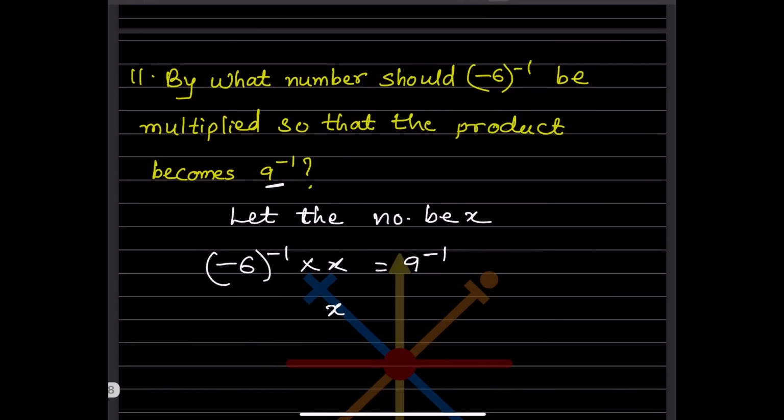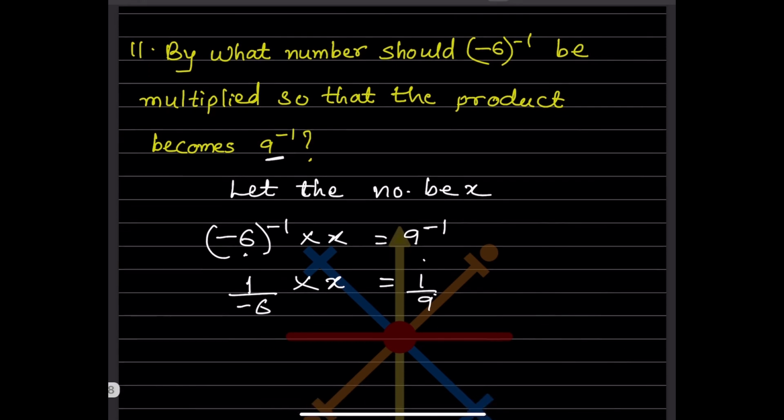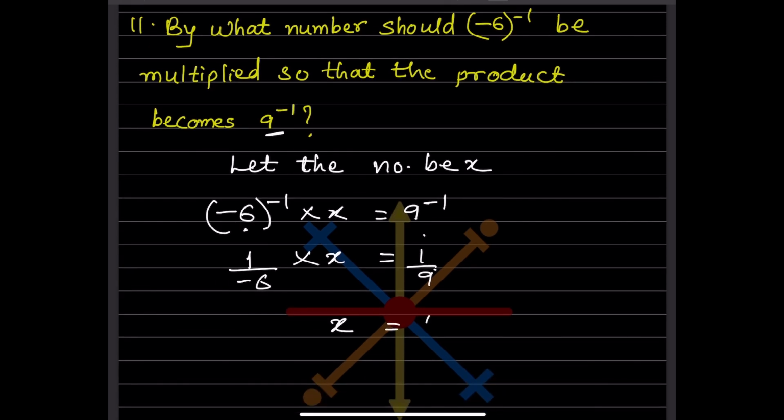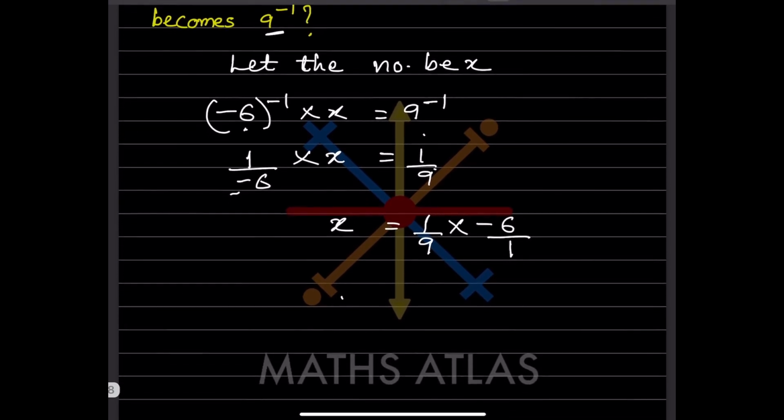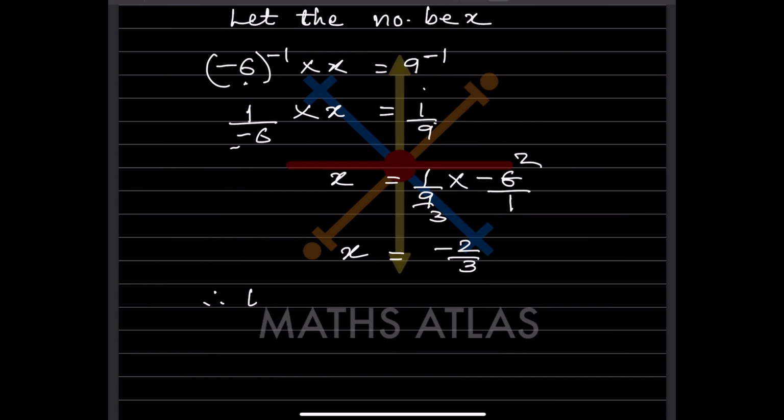So what will you write here? For this one you can write 1 by 9. And if this goes on the other side, first thing, you can do one thing over here: write 1 by minus 6 into x is going to be 1 by 9, and then it becomes easier. So x is going to be 1 by 9, and when you flip over there, that will be minus 6 is to 1. When you solve it here, it becomes clearer. So x is now 3 twos are 6 and 3 threes are 9. So this is going to be minus 2 by 3. Therefore, because they asked what the number is, we write here that the number is minus 2 by 3.